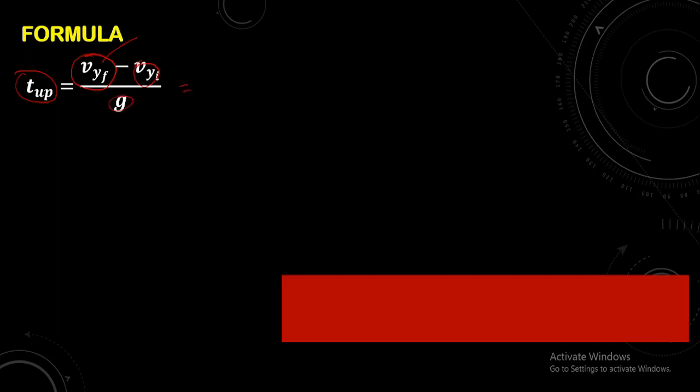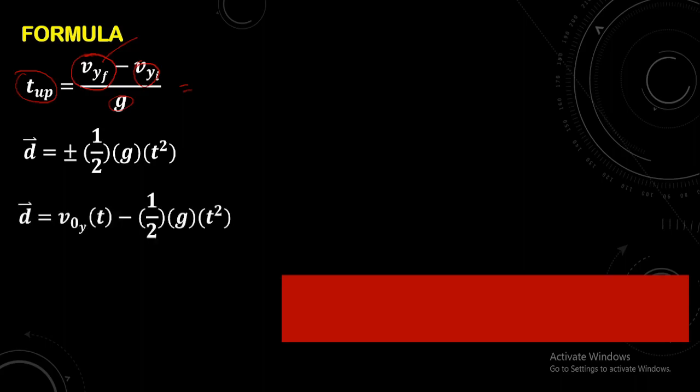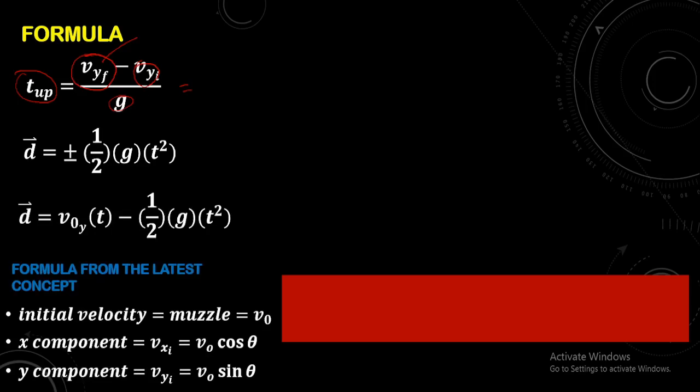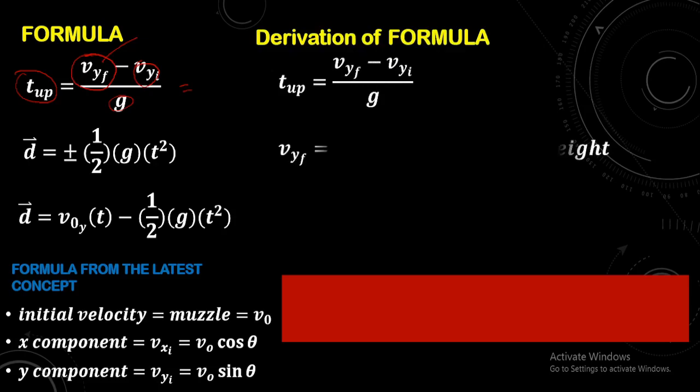At its maximum height, up to the maximum height, the time to reach the maximum height, the velocity is equivalent to 0 meters per second. This one is the 1/2 gt squared. That is another formula, but this one is involved in finding the height. We'll start with the derivation of the formula here.